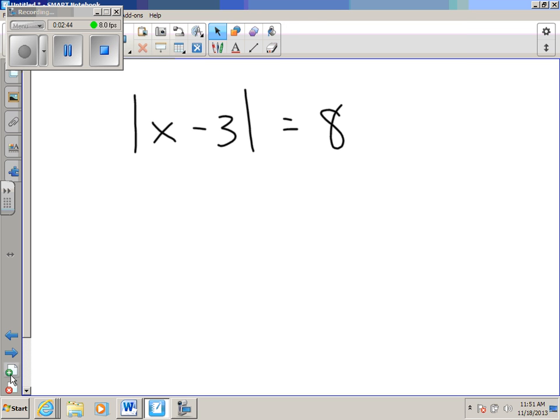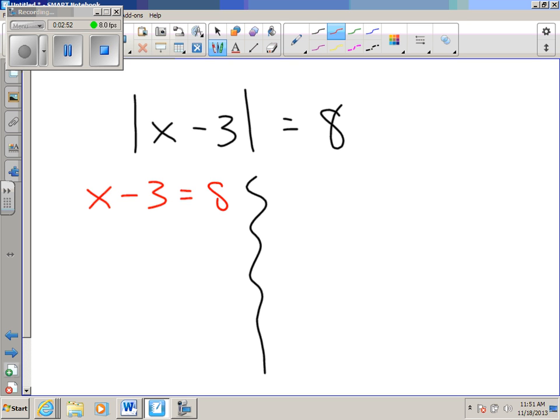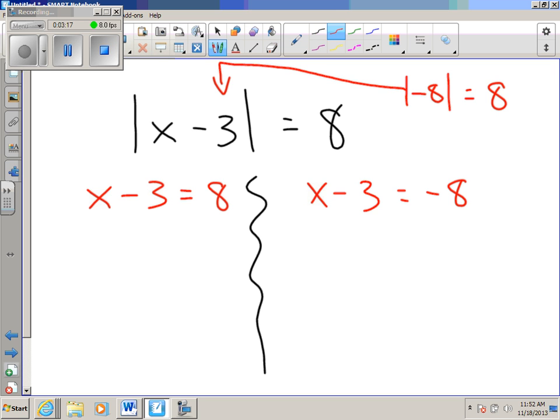So here's what we do. We're going to divide this into 2 separate problems. Over here, we're going to take x minus 3 equals 8. And over here, x minus 3 equals, we said it could also be negative. Because, Raven, what is the absolute value of negative 8? How many places from 0 is negative 8? 8. Okay? So this could also be a negative 8. So we have to solve for both.